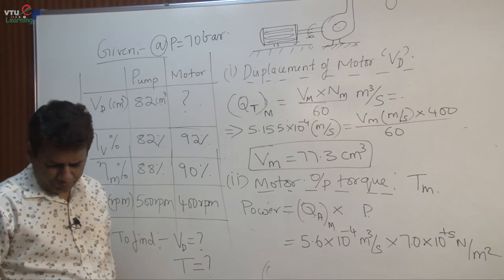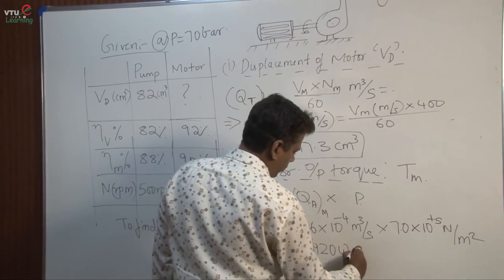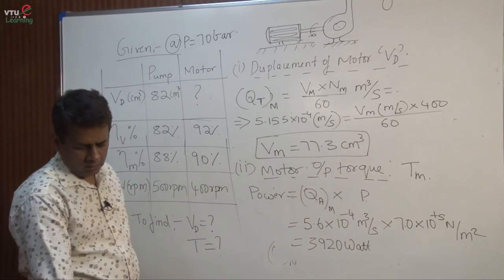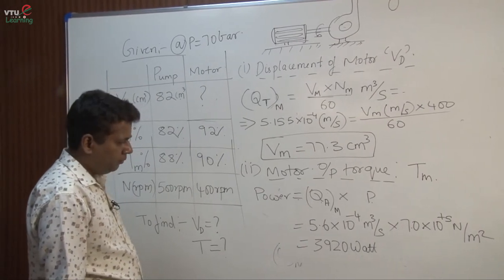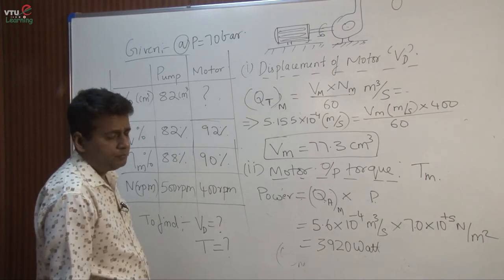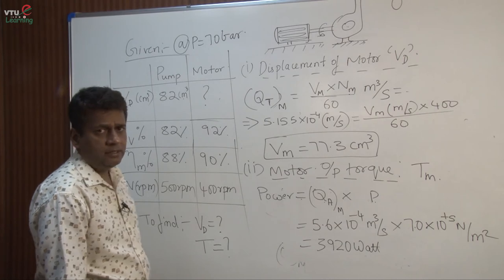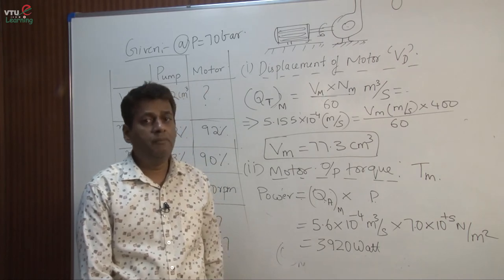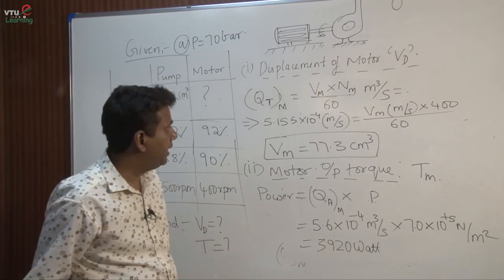Please check the answer. You get 3920 watt, right? So, we get 3920 watt. Before proceeding, this is not the power. There are two types of power. One is the power developed by the source, that is the indicated power, and next is the power developed by the output shaft, that is the brake power. So, we need to find out the brake power. Brake power is the output power, right?